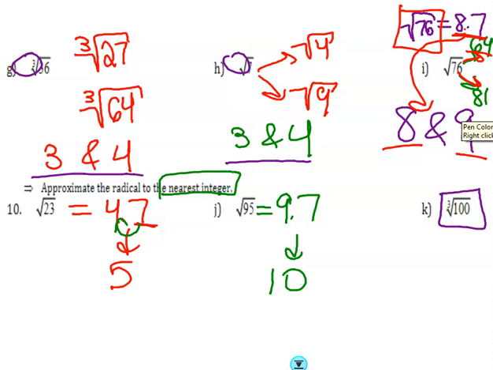So I'm going to put it into my calculator, and I get 4.6. So 4.6 would be your answer. So what is that to the nearest integer? That would be 5 for the cube root of 100.